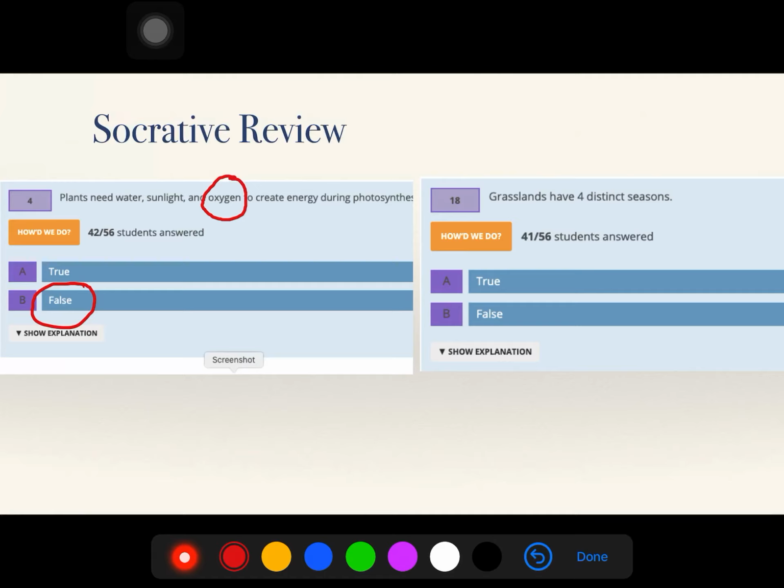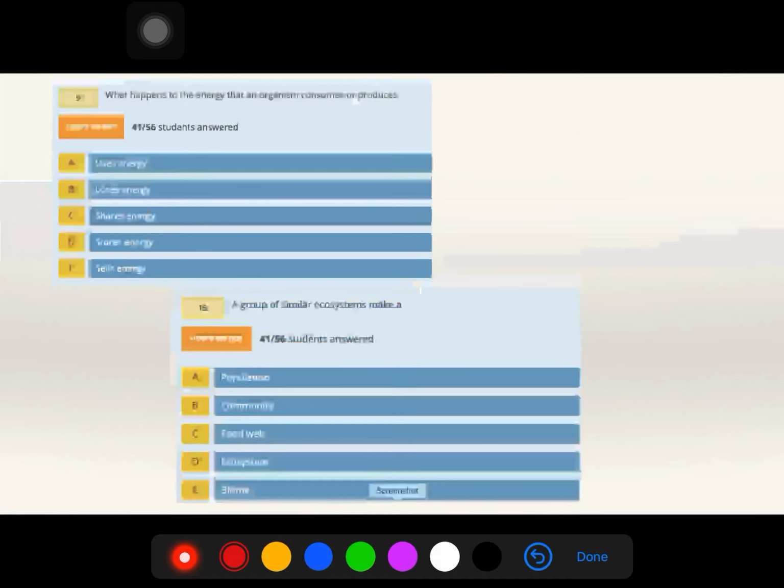The next question that had a lower percentage of answers correct is that grasslands have 4 distinct seasons. That also is false. It is the temperate forest, and that's where we live. We have 4 distinct seasons.